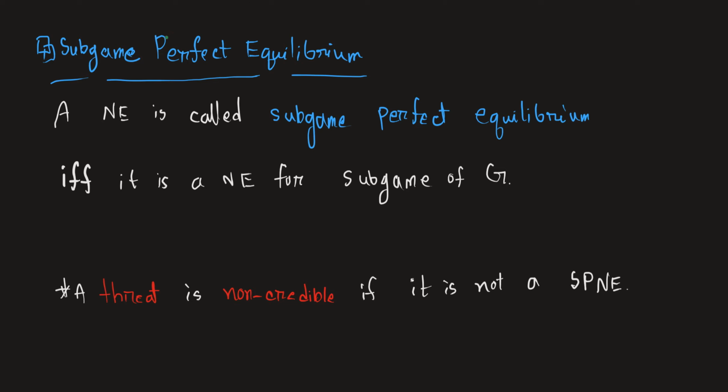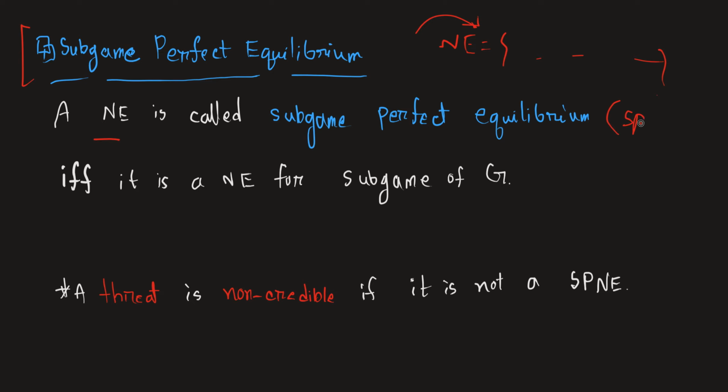Now that we have defined what a subgame is, let's define an important concept called subgame perfect equilibrium. Subgame perfect equilibria are actually a subset of the Nash equilibria of an extensive form game. So if we have a set of Nash equilibria for an extensive game, the subgame perfect equilibria will be a subset of this set.